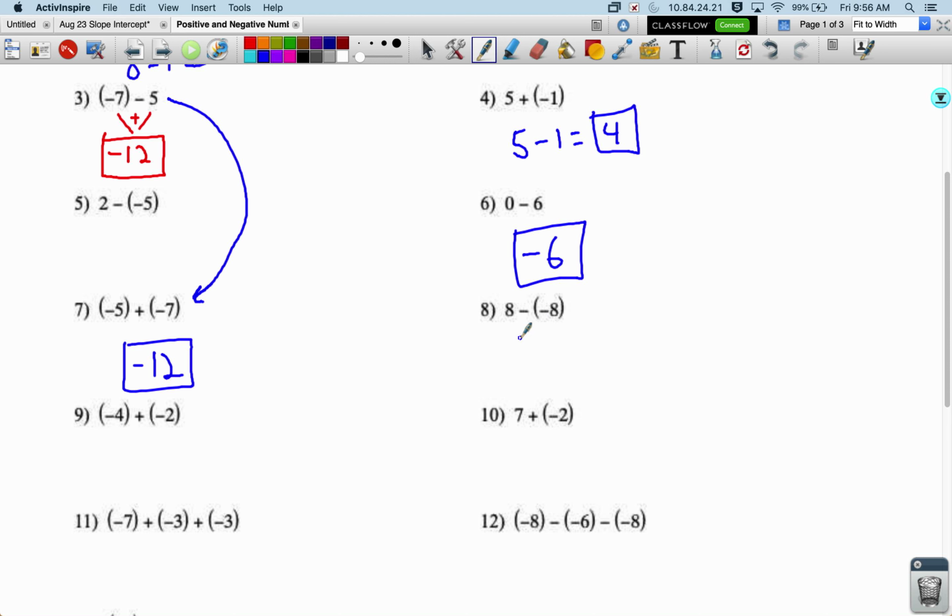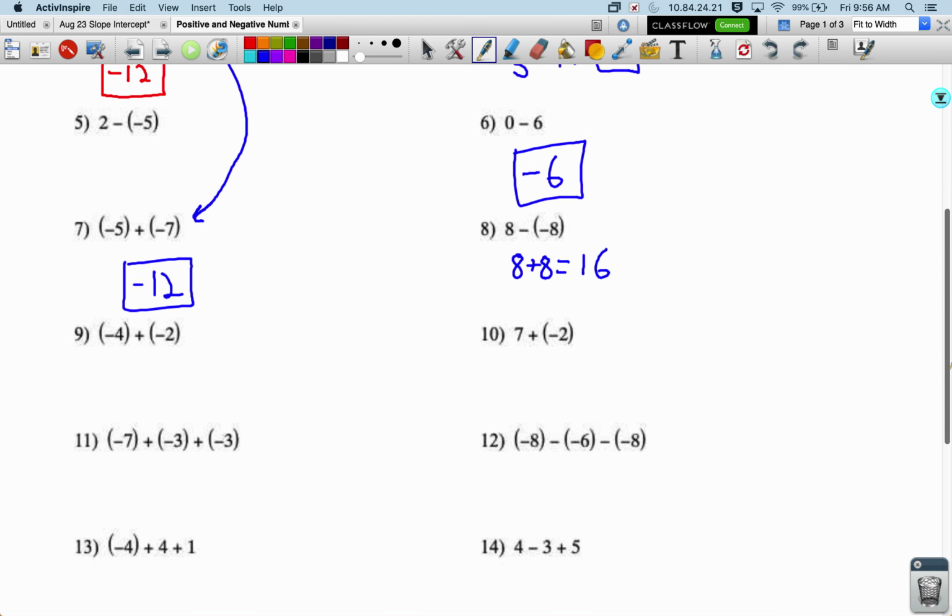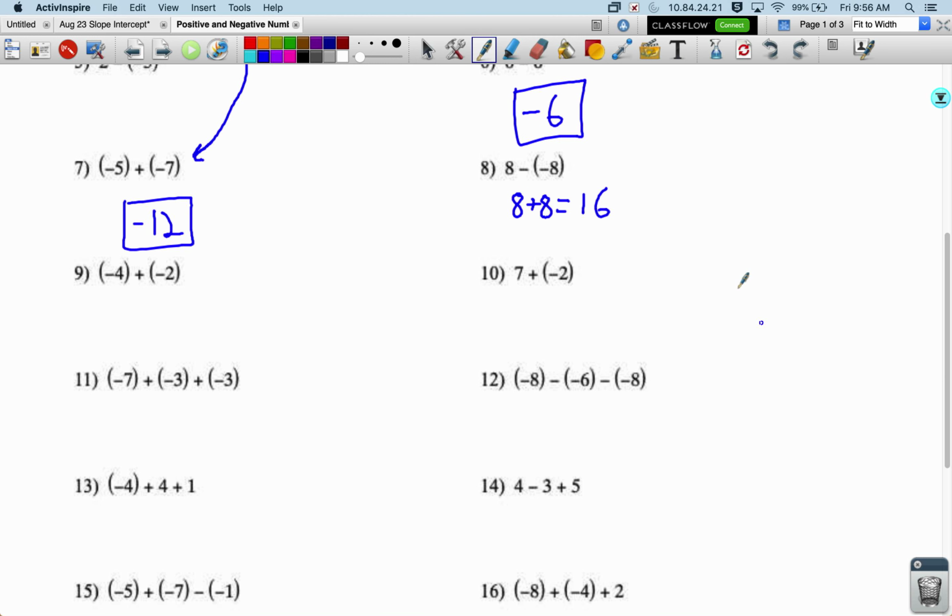8 minus a -8, that's just the same as 8 plus 8, equals 16. And frankly, you just have to keep practicing and checking your work to build up a good sense of positive and negative numbers.